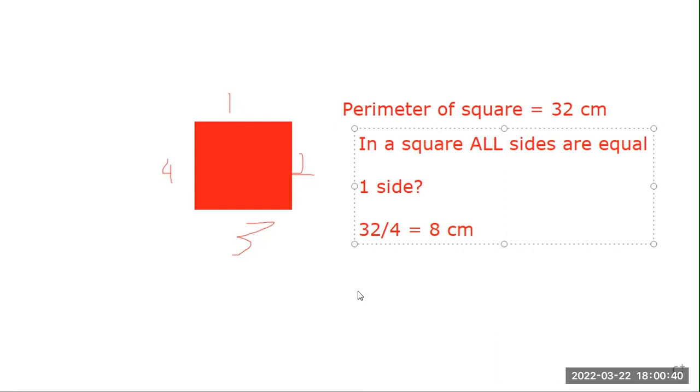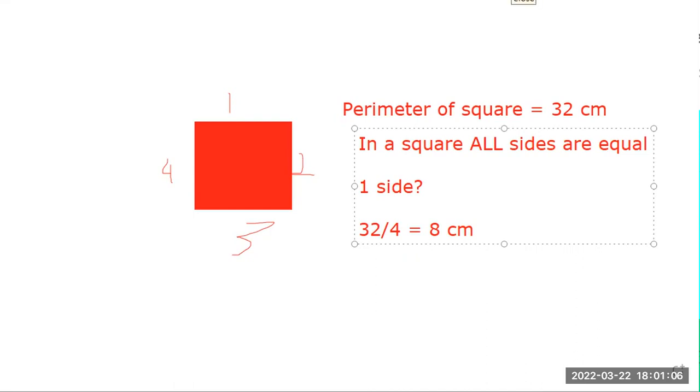So the first thing is to understand that perimeter is the distance all around an object. So the perimeter would be adding. Step 2 would be to know that the four sides of the square are equal. So to get one side, we simply divide by 4. So we divided 32 by 4 to give us 8. So that would have been step 1.